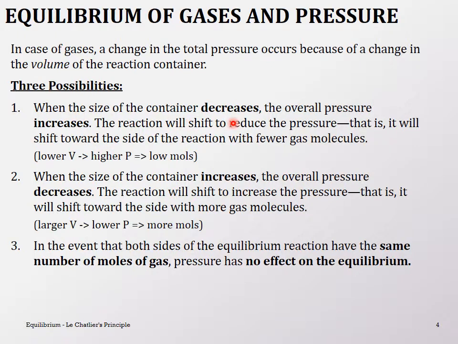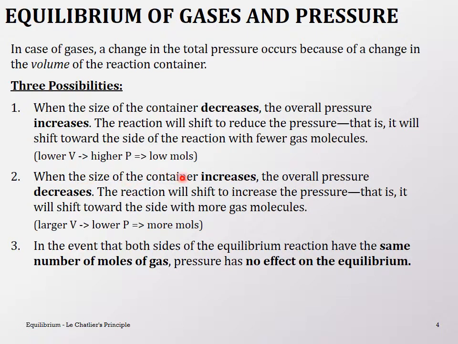When the size of the container decreases, so when the volume is decreasing, the pressure is increasing. If the pressure is increasing and the volume is decreasing, the reaction is going to shift to reduce the pressure, which means that it will shift towards the side where there are fewer gas molecules. Fewer gas molecules because the size of the container has decreased. So there is not enough space anymore, so it's going to shift towards wherever there are fewer gas molecules. Here I've written it in one line. Hopefully it helps. If you have a lower volume because you have a higher pressure, your equilibrium will go towards low moles of reactants or products, wherever it is.